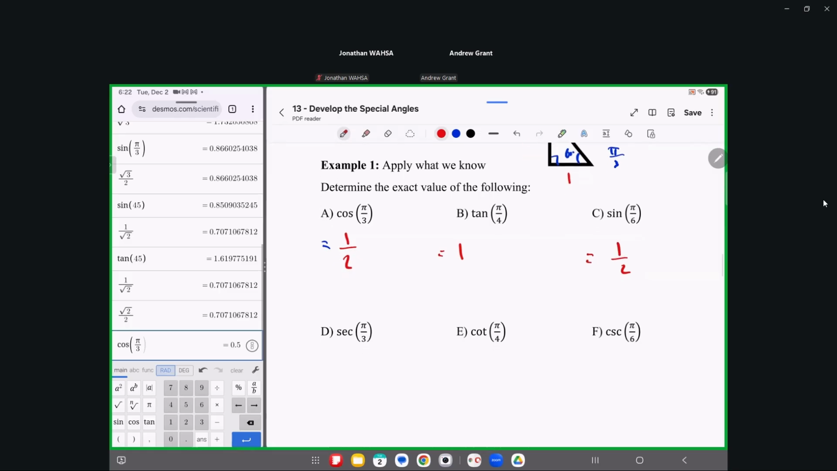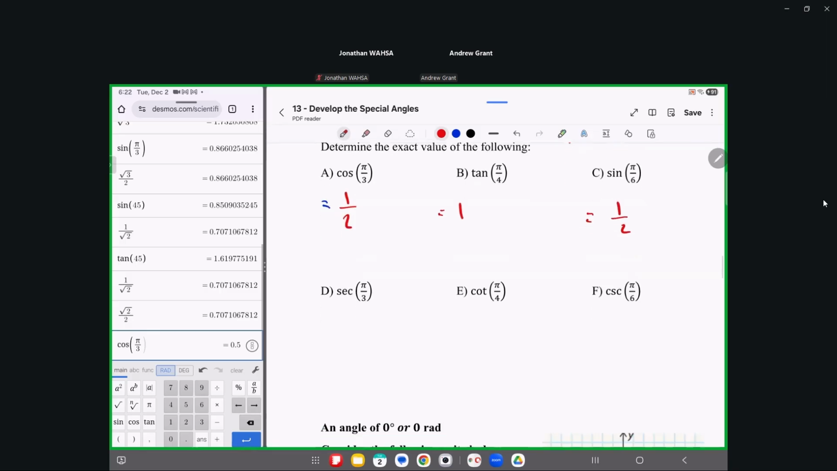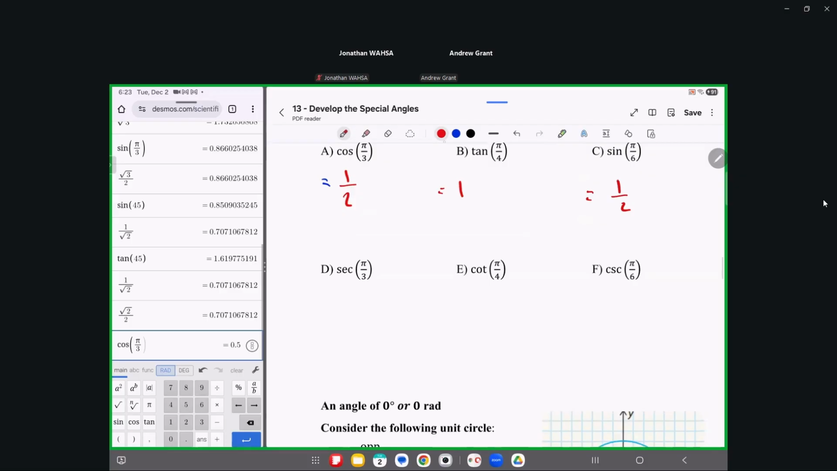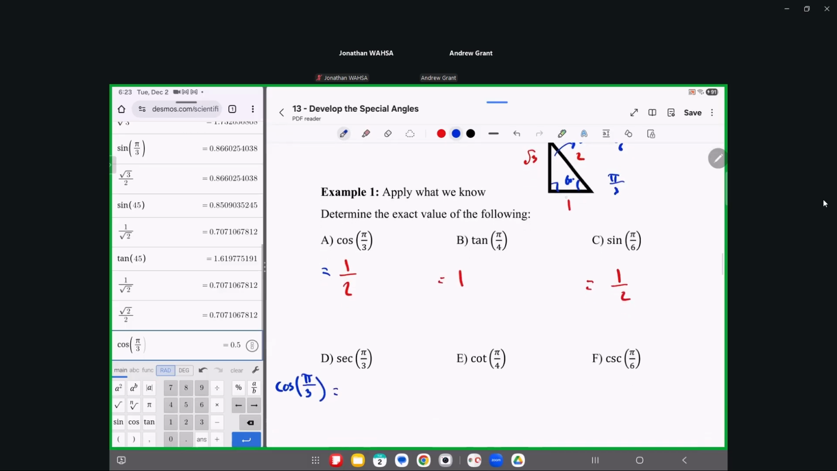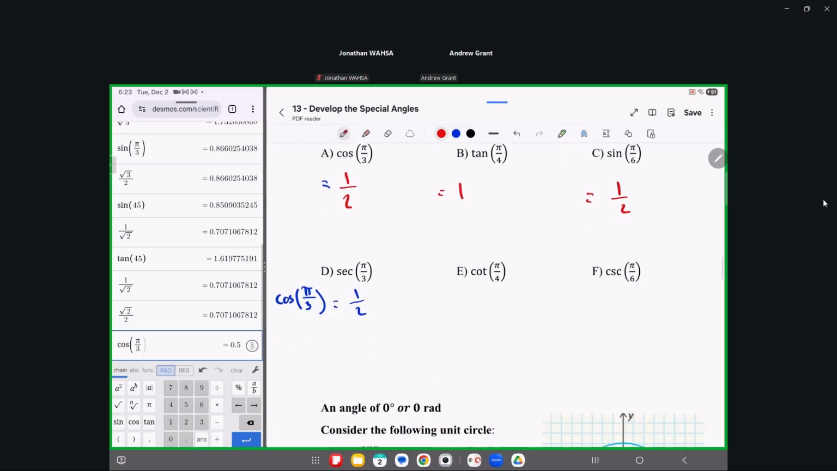Secant of pi over 3. So remember, this is the same thing as 1 over cos of pi over 3. So as a little note for this, we can say cos of pi over 3 is equal to what? Well, that's the answer we got from above here, right? So that's going to be equal to 1/2. And so secant of pi over 3 is just the reciprocal of this. So it's just going to be 2 over 1, which is just 2.